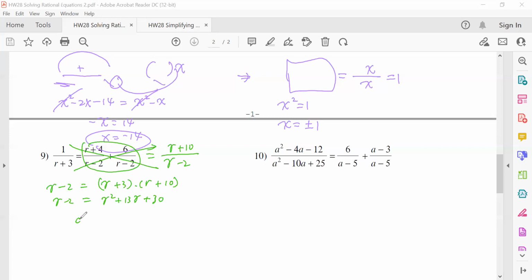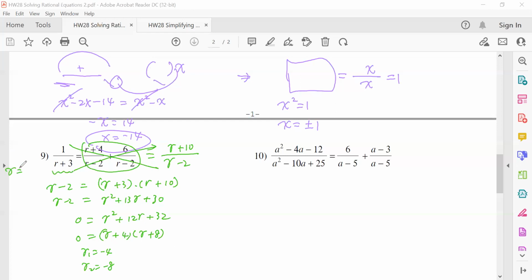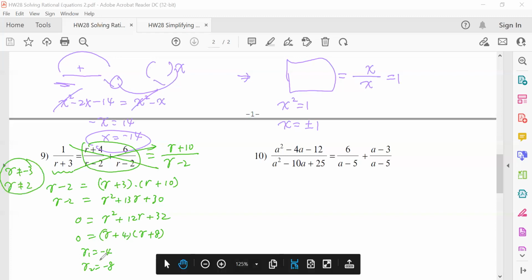Right? All move to the right. R squared plus 12r plus 32. So the right part we can quickly factor, it is 4 times 8, right? So R1 equals negative 4, R2 equals negative 8. Double check here. Make sure R cannot equal negative 3, right? R cannot equal negative 3, R cannot equal 2. If they are in this list, we need to get rid of them. Okay. All right, see number 10.